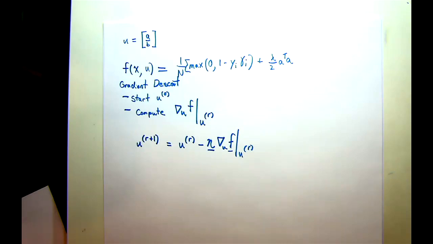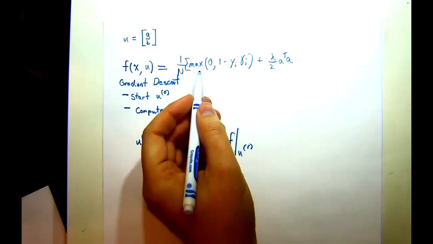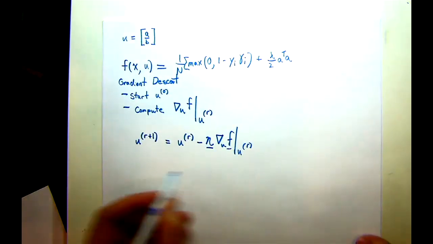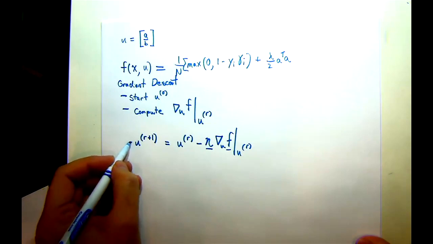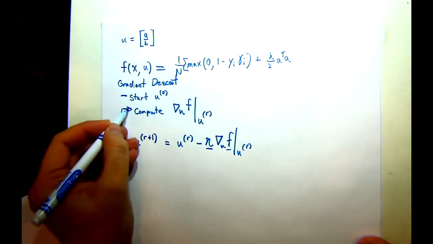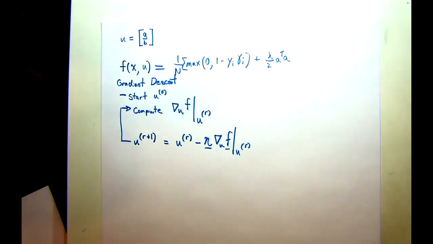It's interesting that you can have a function that isn't differentiable everywhere and still do this just fine. But that is a problem on some functions, not on this one. Oh, by the way, in case it wasn't clear, we loop here. So that's sort of the basic gradient descent.